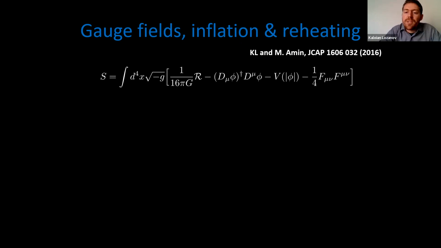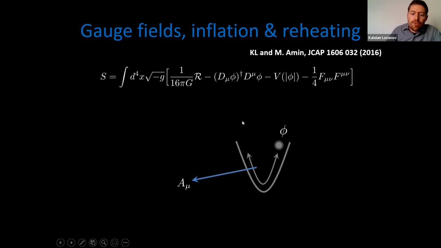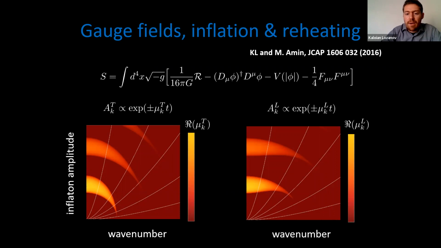The analysis of particle production during preheating is slightly more complicated than the one in the usual scalar field models of preheating, since here we have to worry about additional gauge constraints. But still, we managed to carry out the stability analysis, the Floquet analysis, and we showed for the first time that both transverse and longitudinal gauge field modes can be amplified at similar rates, resolving some minor confusions in the literature.